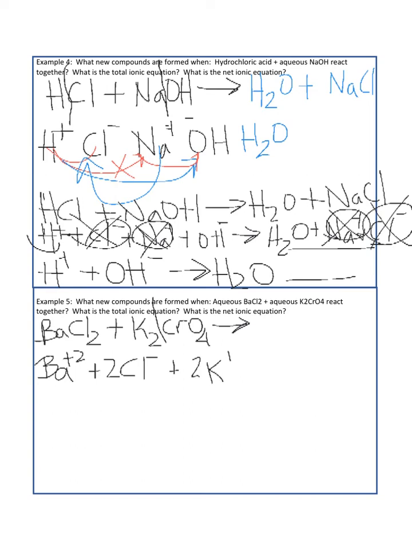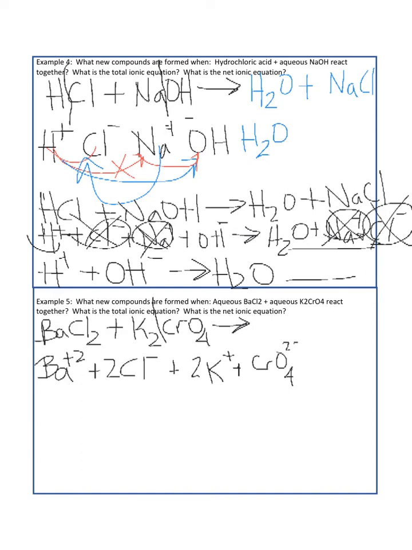Each one's a +1. If each one of those is a +1 and there's two of them, what does the charge on the chromate have to be? This is not one of the ones you were asked to memorize. However, you can determine the charge on it by looking at the potassium. Since there are two pluses from the potassiums, this must be a 2-.